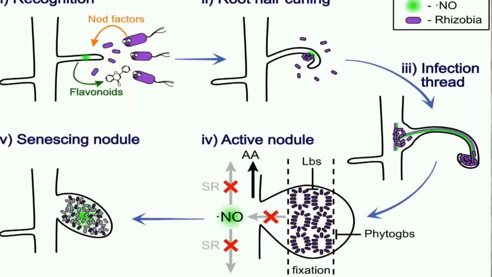Thus, the bacteria are released from the thread into the cell, which leads to the differentiation of specialized nitrogen fixing cells. Thus, the nodule is formed and establishes a direct vascular connection with the host for the exchange of nutrients. That's why this is a symbiotic association, because both the plant as well as the bacteria are going to benefit here.